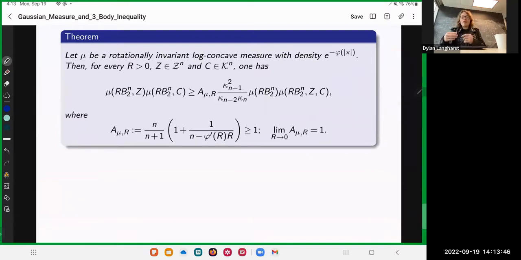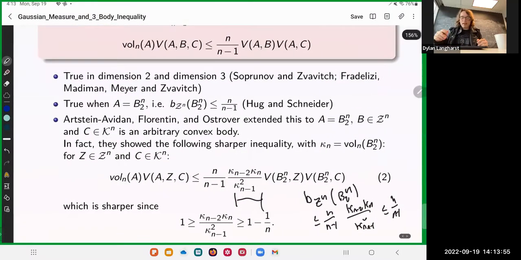Now in the volume case, volume is homogeneous in each variable. So let me go back here. Remember, this is a typo: these A's should be B_2^n here and here. If I replace B_2^n with R B_2^n, the R's will pop out everywhere and they'll cancel.